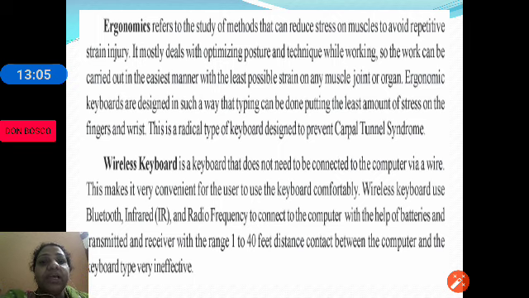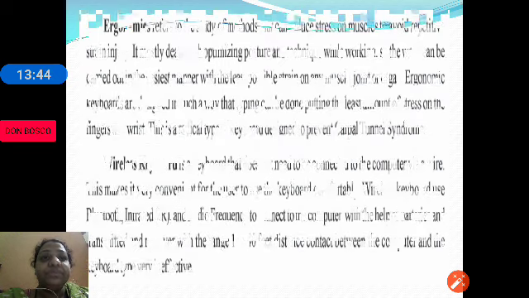Then how does a wireless keyboard work? A wireless keyboard works with Bluetooth, infrared rays and radio frequency, and it is connected to the computer with the help of batteries. The transmitter and the receiver work with the computer. The range can be about 1 to 40 feet. You can sit 1 to 40 feet away from the computer and then you can work on the wireless keyboard, because it communicates to the computer through infrared or Bluetooth.